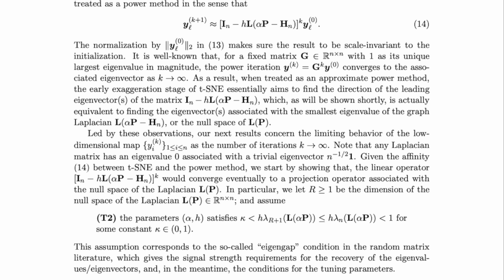It is well known that for a fixed matrix G in R n by n with 1 as its unique largest eigenvalue in magnitude, the power iteration y k equals G to the k times y0 converges to the associated eigenvector as k goes to infinity. As a result, when treated as an approximate power method, the early exaggeration stage of t-SNE essentially aims to find the direction of the leading eigenvector of the matrix I n minus h L of P minus hn, which, as will be shown shortly, is actually equivalent to finding the eigenvector associated with the smallest eigenvalue of the graph Laplacian L of P minus hn, or the null space of L of P.